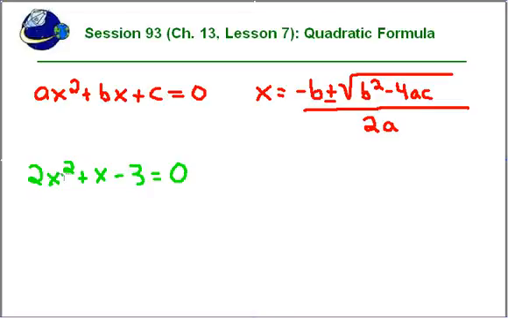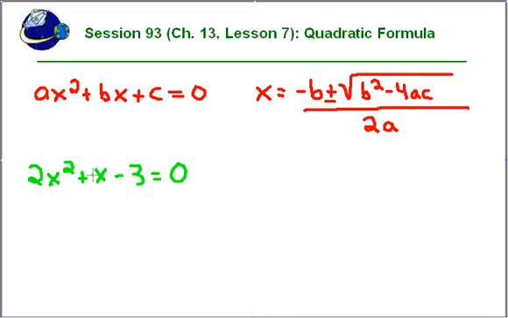2x squared plus x minus 3 equals 0. That's our quadratic equation that's in the standard form. Before we go on and try to solve this using the quadratic formula, let's identify what a is. Remember, a is the coefficient of the x squared term. So what's our a down here? 2. The b is the coefficient of the x term, or the x to the first term. So what's b down here? 1. Because remember, 1 times x is the same thing as x.